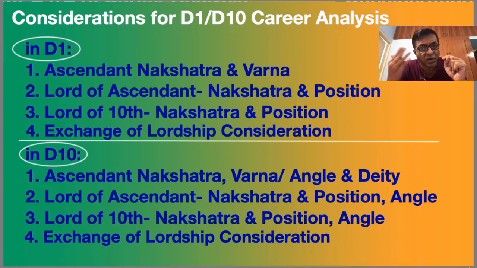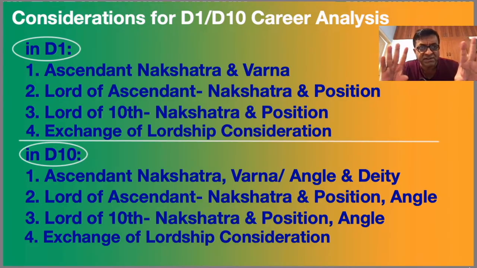Okay, we'll have to see all of this and how this plays out. Even just considering the ascendant lord and 10th house lord, the angle itself becomes so complicated. You will see this. Number three, lord of the 10th, nakshatra, position and angle. You can see between the D1 and D10, the only difference is we have added the angle. Basically, everything else is the same. Exchange of lordship consideration, if at all there is any exchange of lordship going on in the D10 chart as well. Okay, there we go.